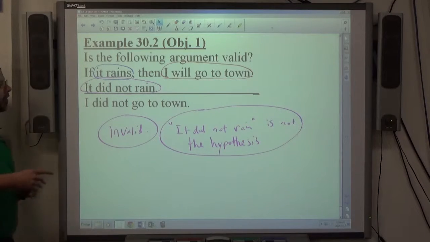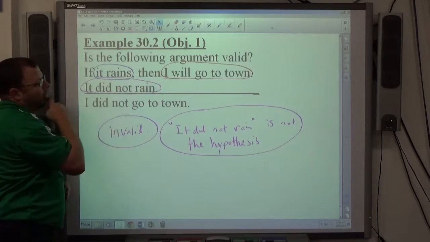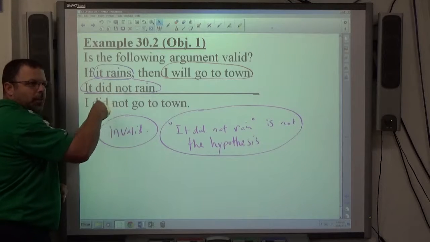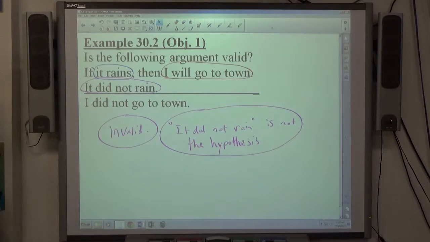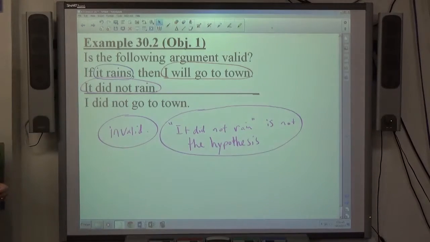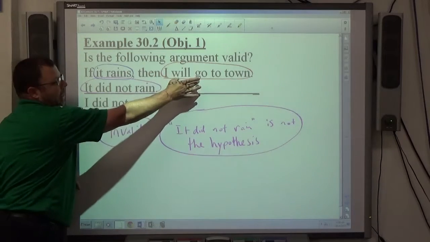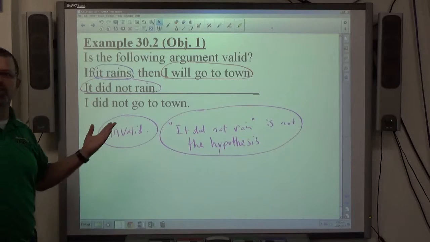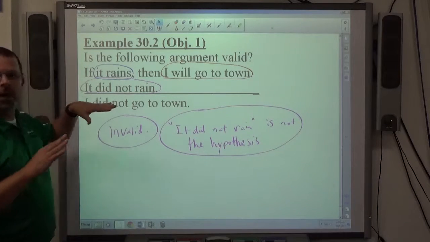What if this says, if it rains, then I will go to town, and then I wrote, I went to town, so therefore it rained. Do we think that's valid? Does it seem reasonable? Saying raining leads me to going to town, so obviously if I went to town, probably it rained. But again, it just says if it rains, I'm going to go to town. Maybe if it doesn't rain, I'm going to go to town also. I don't know. I might just like going to town. Who knows?